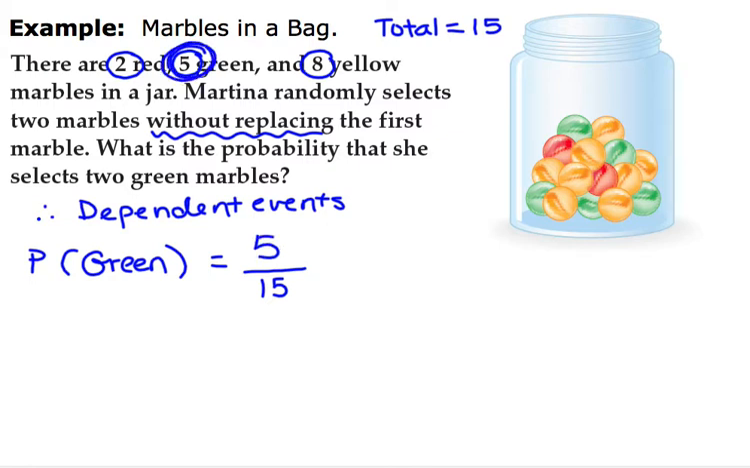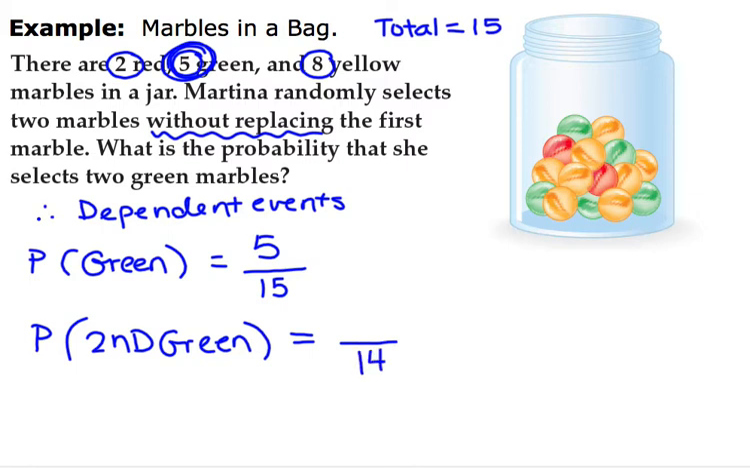All right. Now, we're going to not put that green marble back, and we're going to grab that second green marble. So now, how many marbles do we have in the jar? Well, 1 marble has been taken out, so now we're down to 14. And how many green marbles do we have left? Well, we've taken 1 out, so now we're down to 4. So now we have a 4 out of 14 chance to get that second marble.